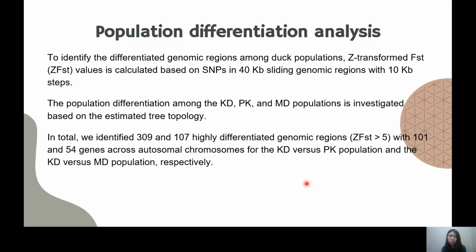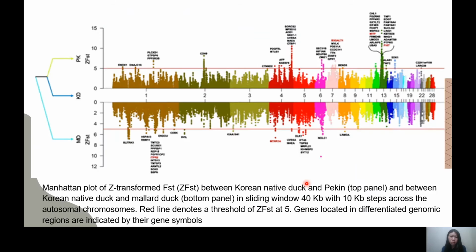Next, the population differentiation analysis. The population differentiation among the KD, PK, and MD populations is investigated based on the estimated tree topology. This is the Manhattan plot of the Z-transformed FST between the Korean native duck and Peking duck, which is the top panel, and between the Korean native duck and the Malay duck at the bottom panel.